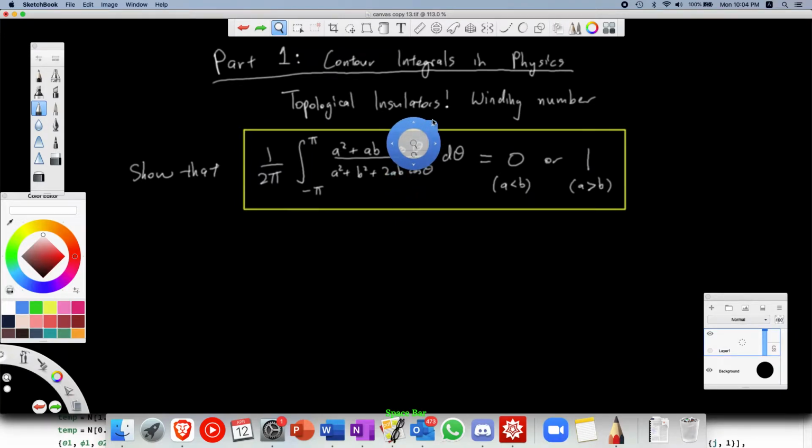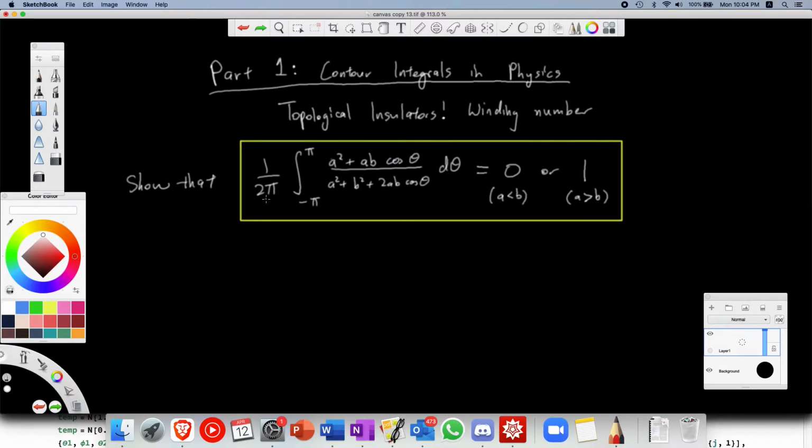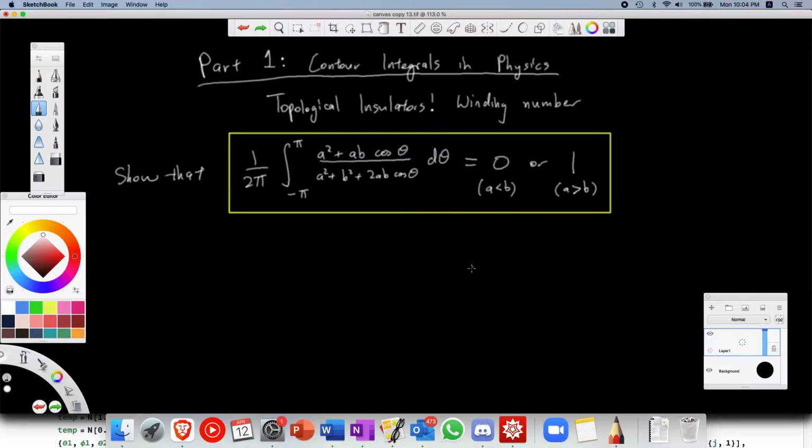Yeah, so the mathematical statement is to show that this particular integral, where a and b are constants, and we integrate with respect to theta, is equal to 0 if a is less than b, or 1 if a is greater than b. So some questions might arise, like, how did this kind of discrete behavior arise when we have an integral? It seems unobvious, but we'll see later in the contour integral that the poles show up in a particular manner.